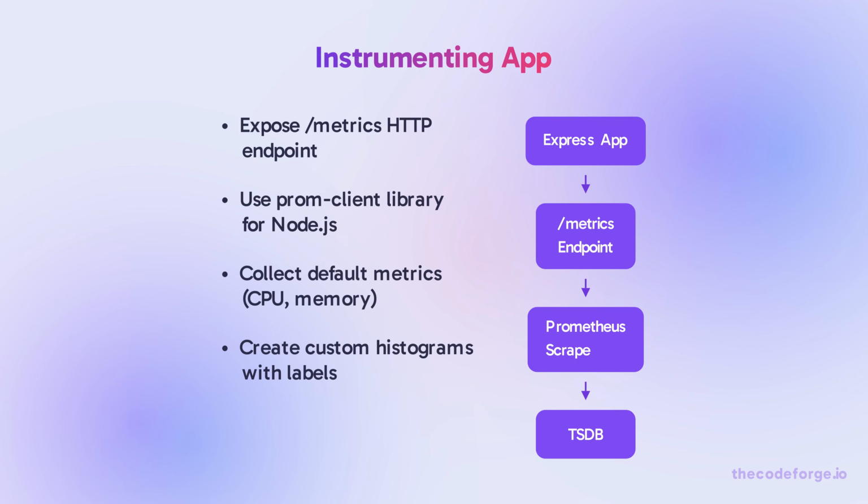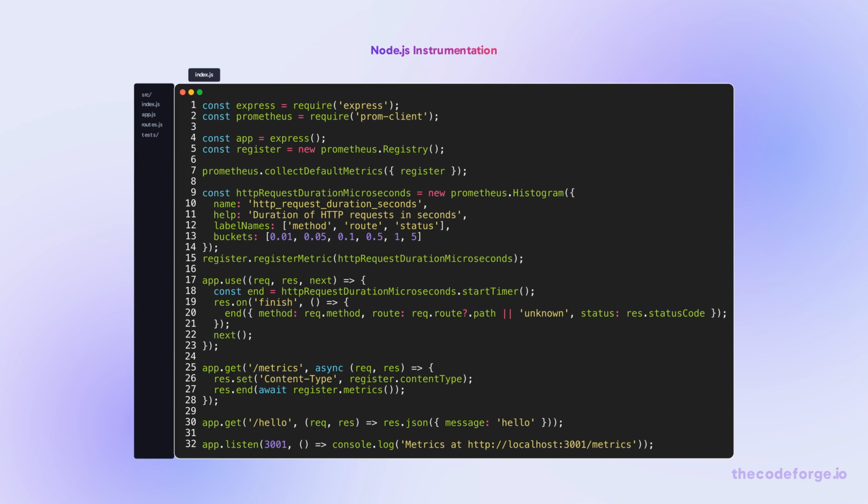Your app must expose a metrics endpoint that Prometheus can scrape. For Node.js, the prom-client library provides the OpenMetrics format. Let's create a simple Express app that tracks request count and latency. This code registers default metrics and a custom histogram for request duration. The middleware measures latency for each request and records it with method, route, and status labels.